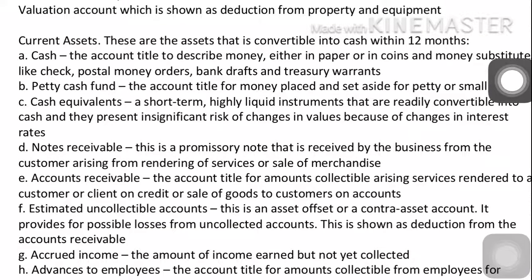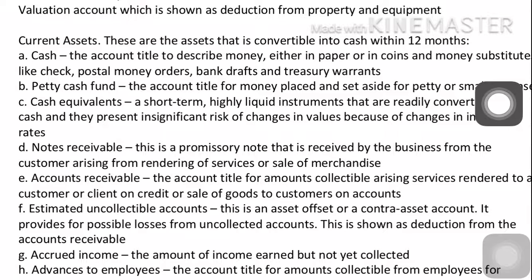So, letter C is the cash equivalents. Short-term, highly liquid instruments that are readily convertible into cash and they present insignificant risk of changes in value because of changes in interest rates. So, kaning cash equivalents is composed of treasury bills, commercial bills, marketable securities, money market funds, and short-term government bonds. So, kani siya nga mga bayronon is dapat mabayaran mo siya within 3 months or less. So, next is the notes receivable.